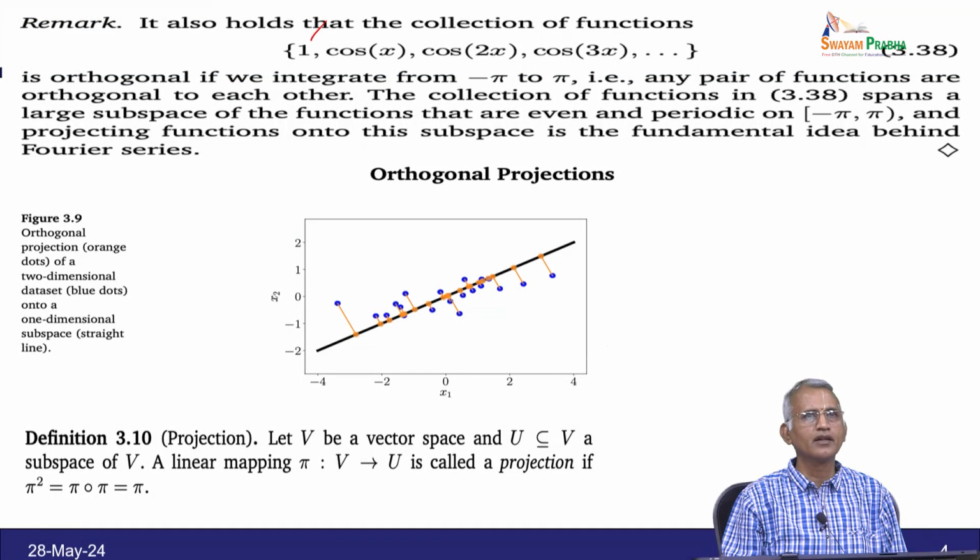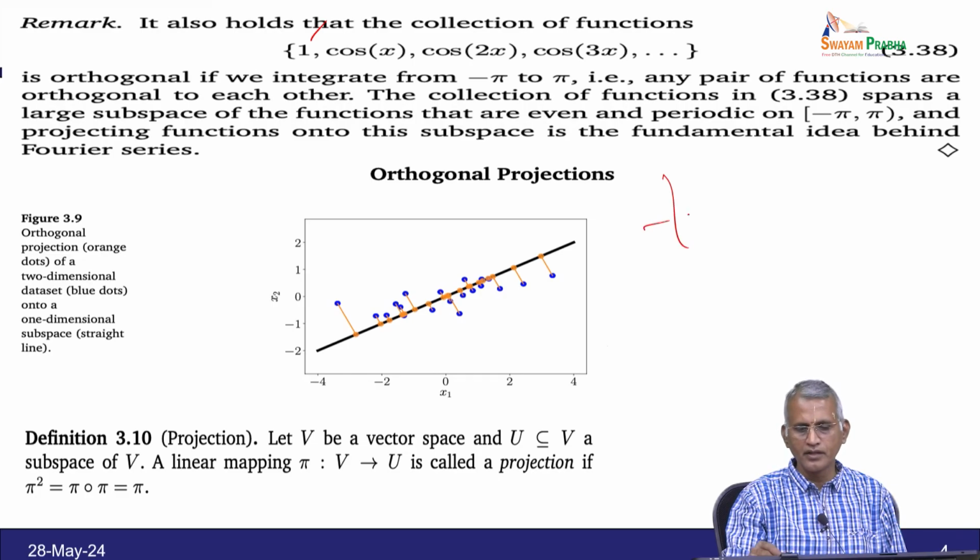Also note that it holds that the collection of functions 1, cos x, cos 2x and cos 3x is orthogonal if we integrate from minus pi to pi, that is, any pair of the functions are orthogonal to each other. The collection of functions in 3.38 spans a large subspace of the functions that are even and periodic on minus pi to pi.